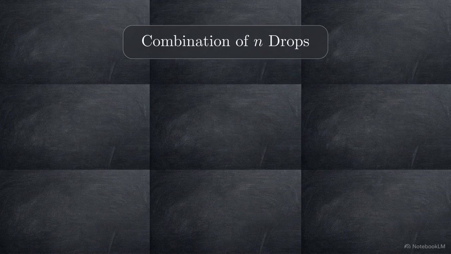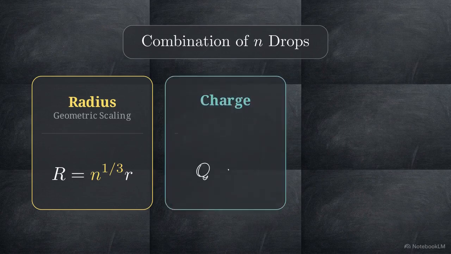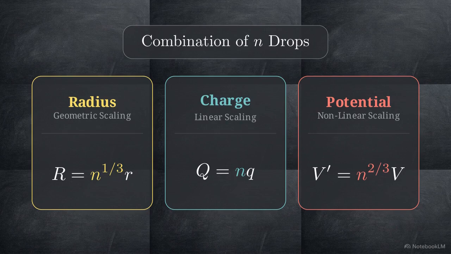Returning to our opening question, when identical drops combine, the voltage scales by the 2/3 power, not a straight multiplier. These are the three distinct scaling laws to memorize. Radius scales by the cube root, charge scales linearly, and potential scales by n to the 2/3 power. Applying these conservation laws allows you to navigate complex scaling problems that defy basic intuition.